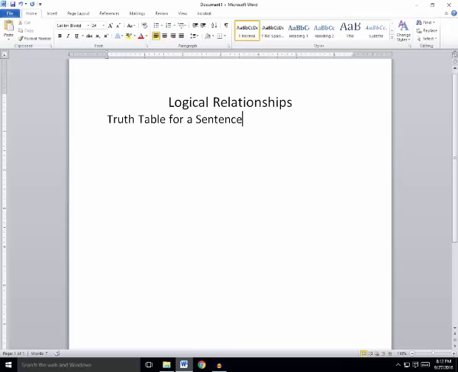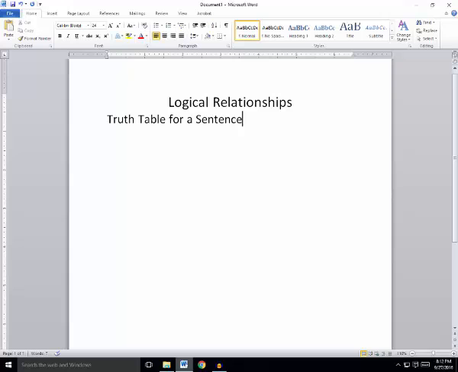I hope you have a good understanding now of how to compute the truth value for a sentence of our system when you're giving the assignments to the simple sentences. Now it's time to start exploring logical relationships within our system, and we use those as a model for logical relationships as they occur between actual statements. And in order to do that, we need to look at a truth table for a sentence.